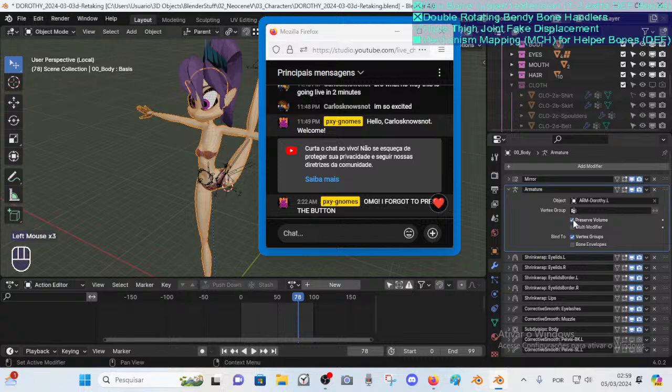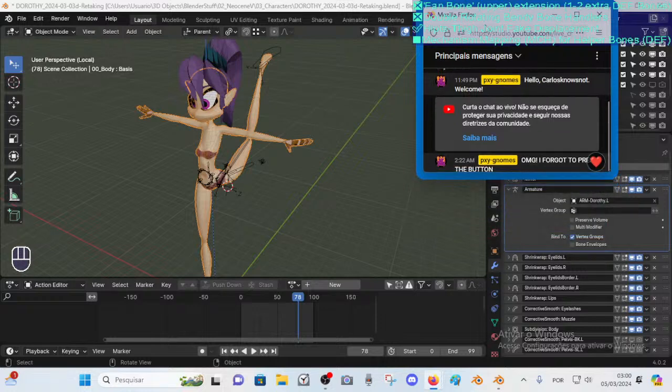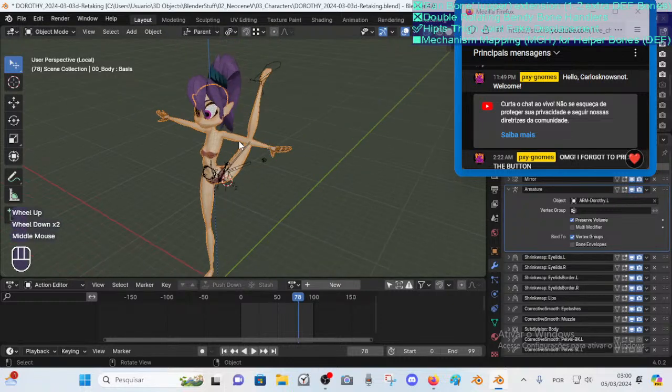If a game engine, for example, or another CG software does not have dual quaternion skinning, this is useless. It's like an object modifier. It cannot be reinterpreted. So the mesh will deform differently, even if the bones are the same, even if the weight paint is the same. So this is not a good idea, besides the warp artifact.